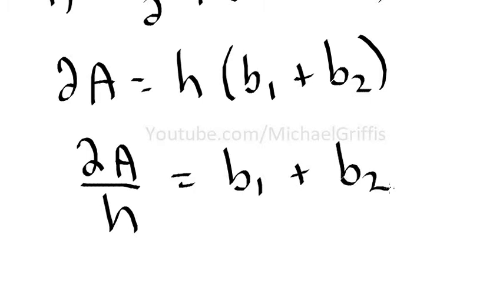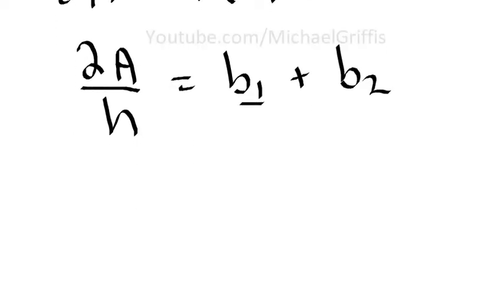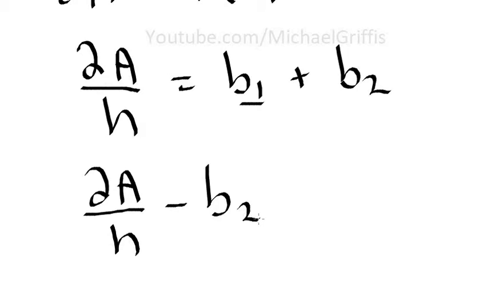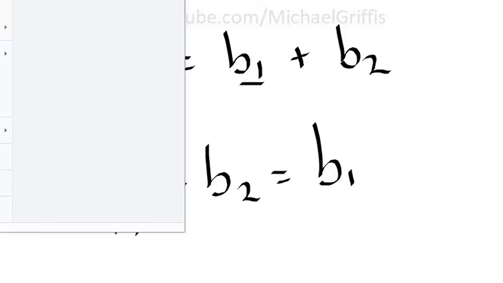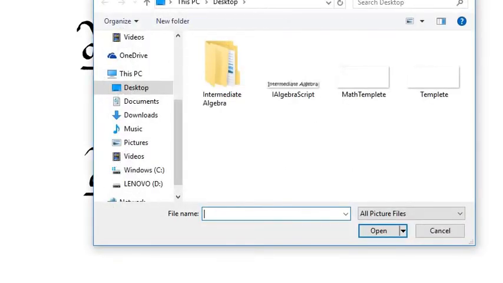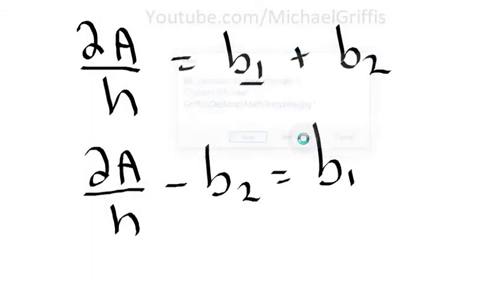And remember, we're solving for b sub 1 here, so subtract b sub 2 from both sides, and we're left with 2a over h minus b sub 2. And that gives us our b sub 1. Pretty simple. Catching all that? Alright, I'm clearing the screen. I hope you got it. It's time to move on. Trying to knock some stuff out here.